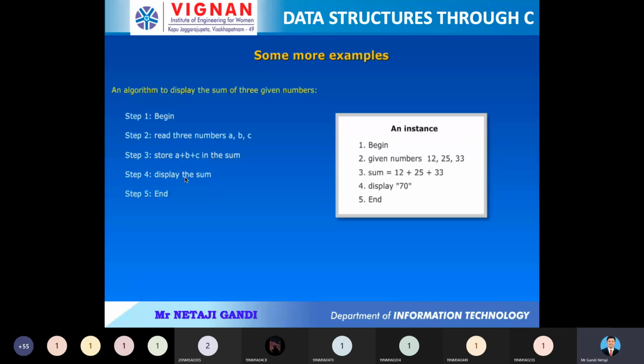Suppose in your program you want to display the numbers 1 to 100, how do you write an algorithm? Like that. Next, coming to the unconditional statements: break, continue, goto, return. Like that, as the programming concepts increase, developing an algorithm can also become complex.